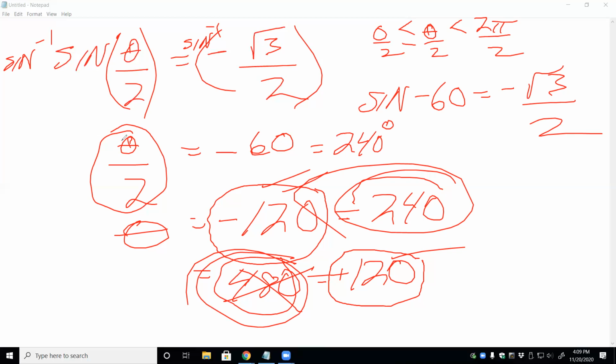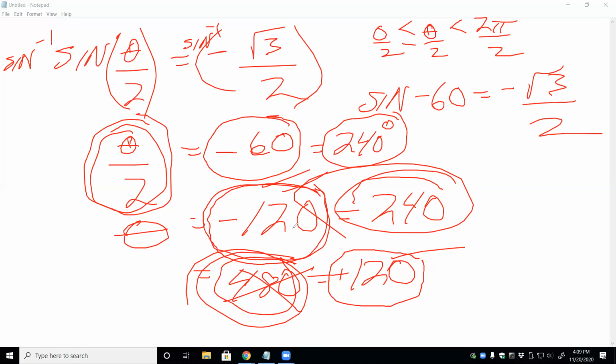Let's see. We solved for theta over 2, and we got 2 places in the unit circle where that's true. One of them is there, and the other one is there. So we solve for theta by multiplying both of those by 2. So our two answers were minus 120, that's minus 60 times 2, and 480, which is 240 times 2. So the two answers for theta.